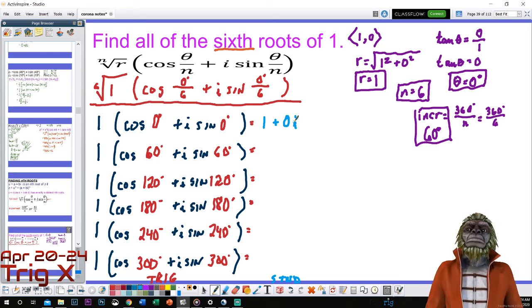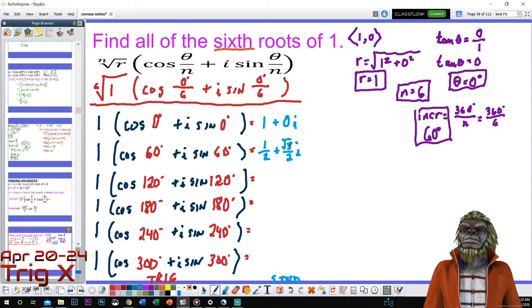However, there are 5 more answers when you think of this in terms of imaginary numbers as well. So the cosine of 60 degrees is 1/2 times that 1. The sine of 60 degrees is square root of 3 over 2 times that 1, which is the same. So this is also a 6th root of 1. Next, the cosine of 120, this time is negative 1/2 times 1. And the sine of 120, this is quadrant 2, so sine is positive.